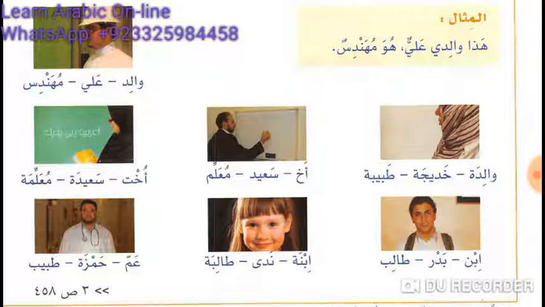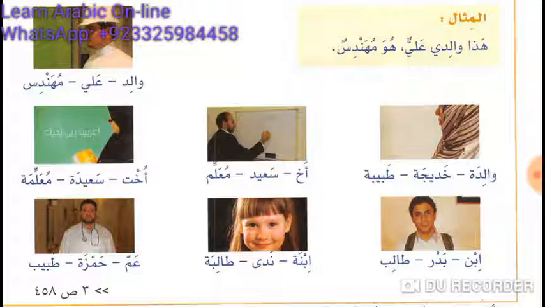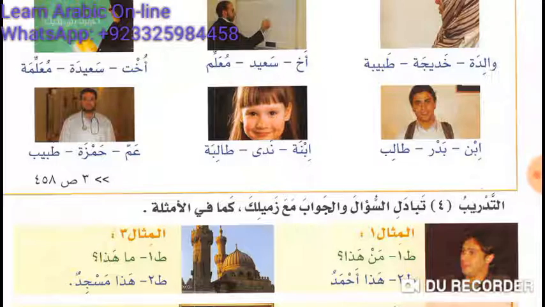هذا عمي حمزة. هي طبيبة. This is my uncle. No, no. Okay, طبيبة is female, but this is a man. حمزة is a man. Tabibatun is a female doctor, and this is a male doctor. Huwa tabibun. Haza ammi Hamza. Huwa tabibun. Okay. This is my uncle Hamza. He is a doctor. Good.